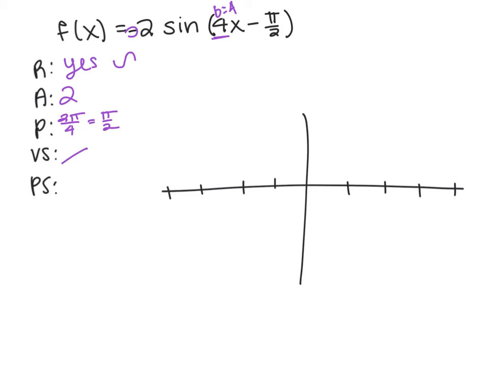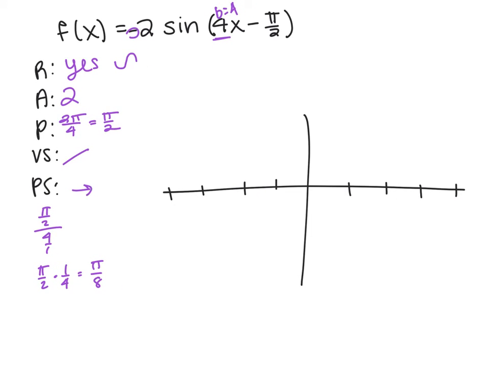In this case, we do not have a vertical shift. There's nothing being added or subtracted outside the function. And then for our phase shift, here's where we have a little extra math to do here. We have to do c divided by b. And keep in mind that 4 is technically a 4 over 1. So as we do that math, we have pi over 2 times 1 over 4. And we'll get pi over 8 for the phase shift. Now we just need to look at the sign. It was a minus pi over 2, which means we are moving right pi over 8 in the end.